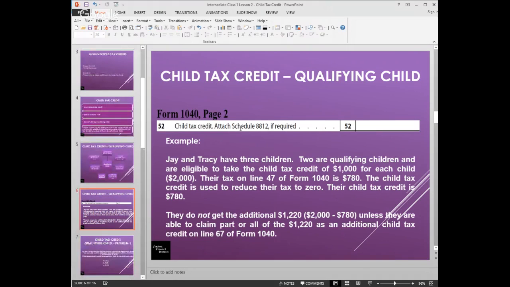So we're going to go through some examples here. Here's where it shows the line 52. Jay and Tracy have 3 children.